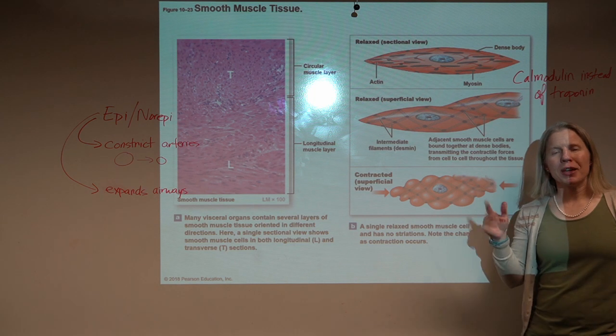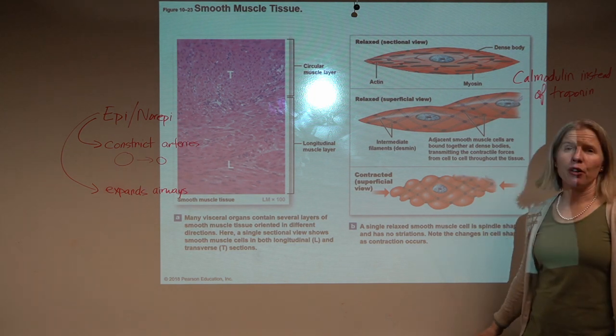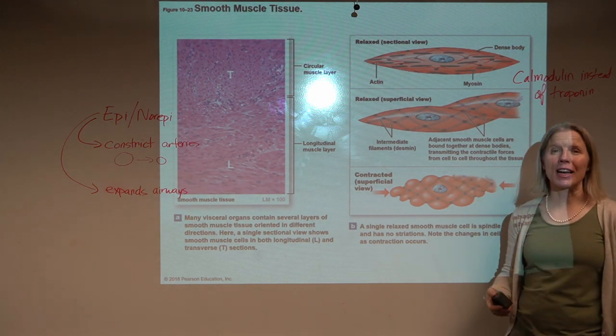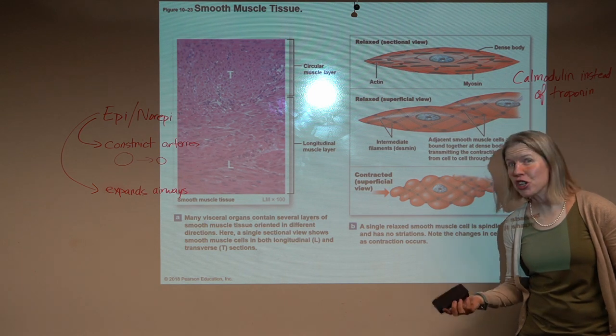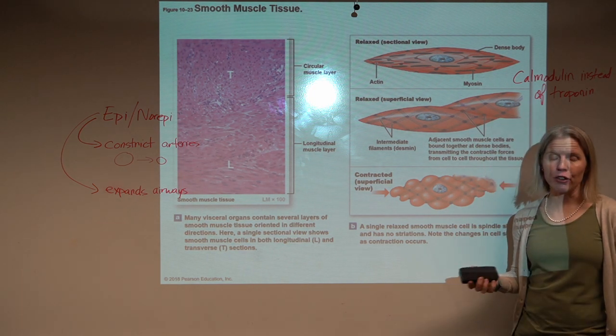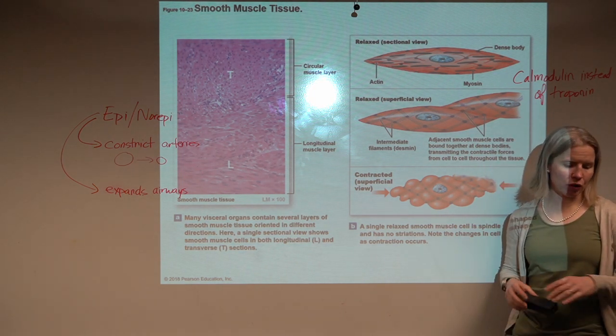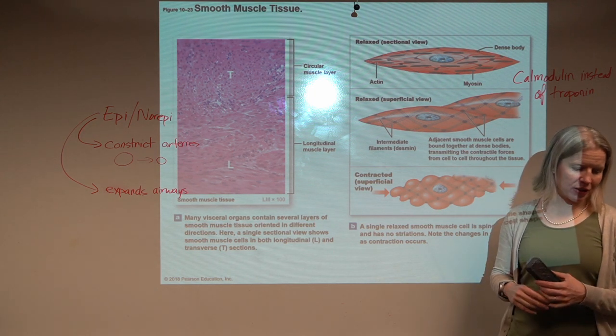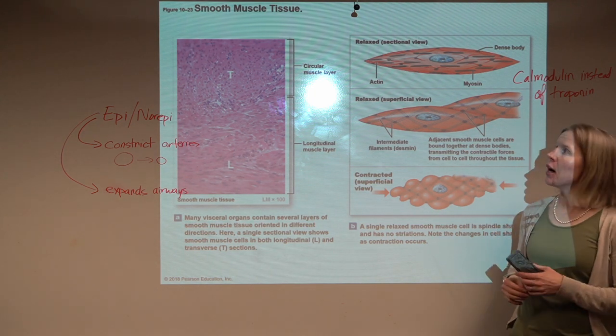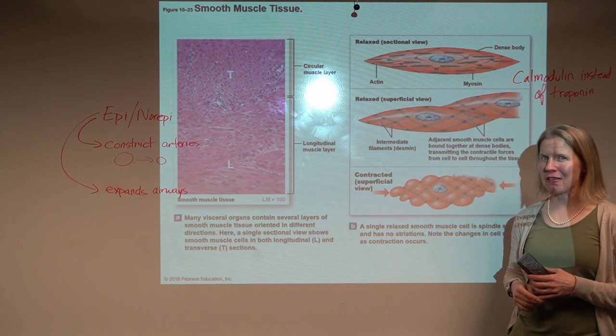You'll see smooth muscle when we get to the digestive system. There's all sorts of other super interesting things about it. It's actually much more efficient. It uses less energy, even though it can contract just as strongly. But I think we will leave it there for smooth muscle.